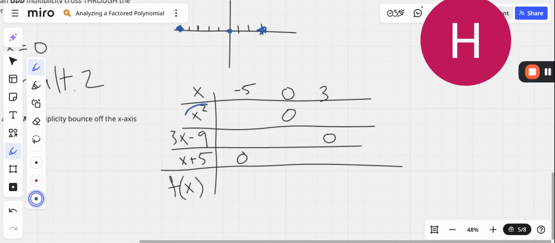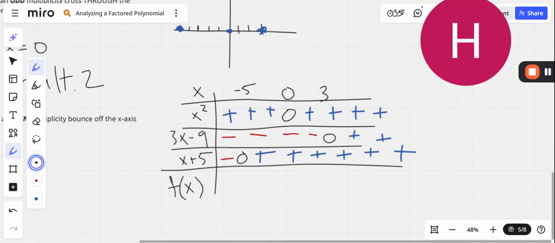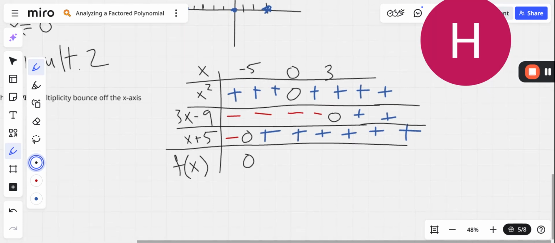But you have to notice that x squared has a special pattern. X squared is always positive unless it's 0. I should say it's never negative, right? Because any number squared is going to be positive. Now for these linear factors, we just do the normal pattern. Negative on the left, positive on the right, negative on the left, positive on the right. And then for the product, which is the final row on the bottom, we're going to write our zeros because if any of the factors equals 0, then for sure we're going to get 0 in the product.